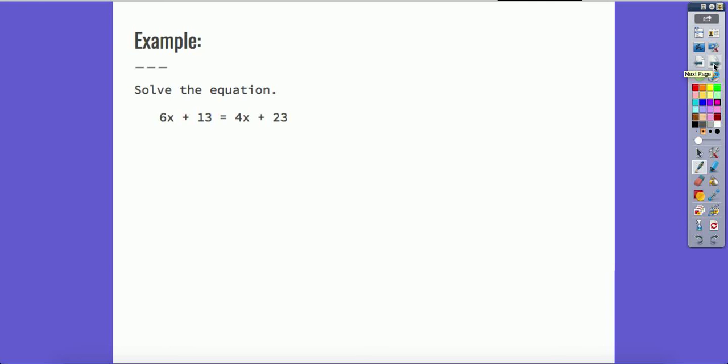Solve the equation. Just like we said on the previous slide, I'm going to take this 4x, which is on the right side of my equal sign. Notice this equal sign is still trying to keep everything in balance, so whatever I do to this side, I need to do to this side. But I want to take this 4x piece and move it over here so that it's with its like term, so that I can find out what x is. This 4x right now is positive, so I need to subtract it.